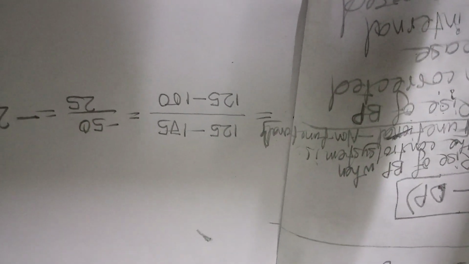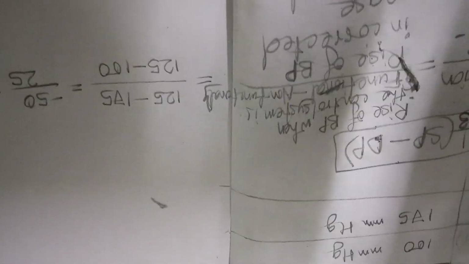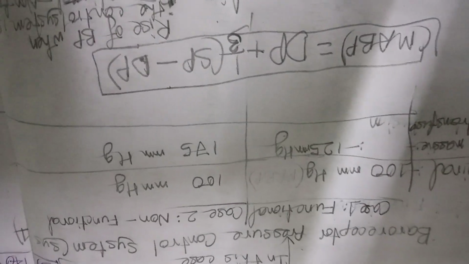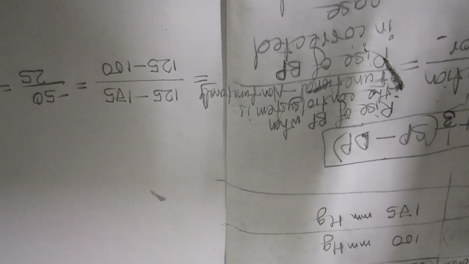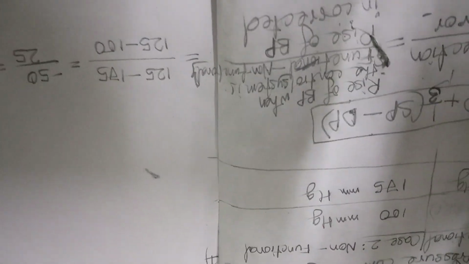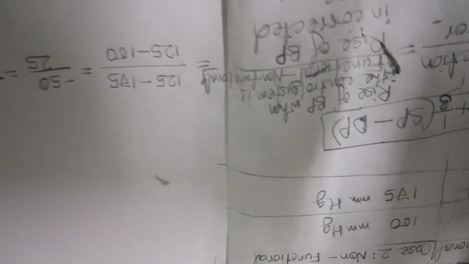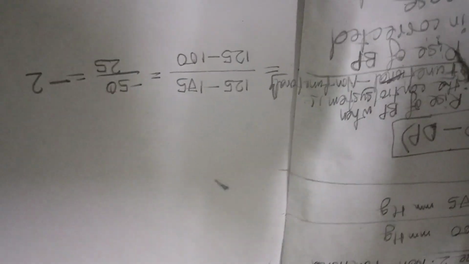Now, 125 is the mean arterial blood pressure when the system was functional, meaning from 100 it rose to 125, and we subtract the value when the control system was non-functional, which is 175. So we get 125 minus 175, which is minus 50. Hold on to that.